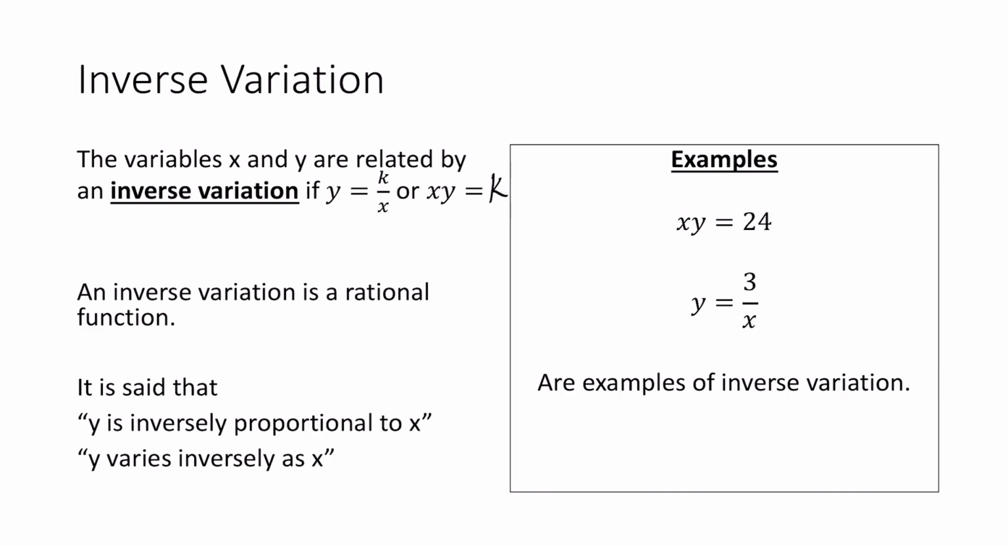Inverse variation happens when two variables x and y are related by y equals k over x, which can be rewritten as xy equals k. An inverse variation will be a rational function, and the problems will say that y is inversely proportional to x, or y varies inversely as x. The equations xy equals 24 or y equals 3 over x are examples of inverse variation. In the first equation, the value of k is 24. In the second equation, the value of k is 3.